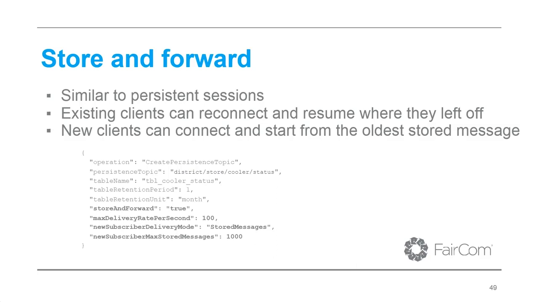Now it has the option to say, hey, I want to catch up from the oldest message you have. And there's a few properties in here. These are, again, around the create persistence topic message that we've been looking at. But those four bold ones are for store and forward. Certainly one is to turn it on. The other one is kind of the delivery rate.